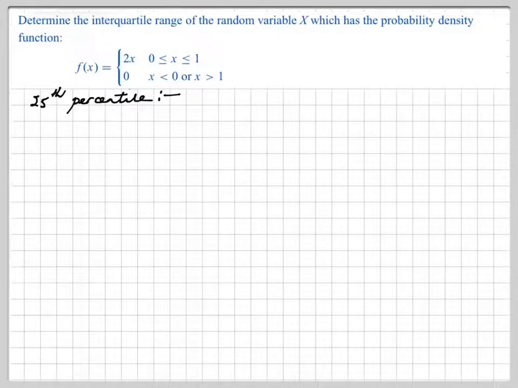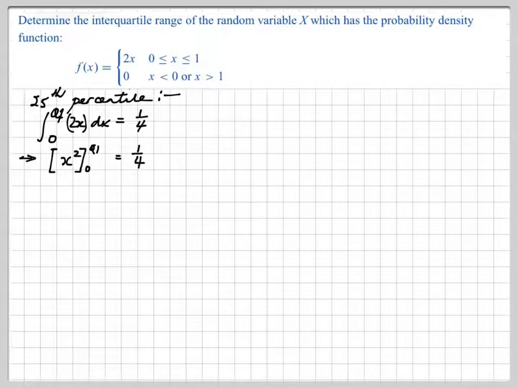The 25th percentile means that value of x such that everything up to and including that value of x covers a cumulative probability of 0.25. I've called the upper terminal in that integral Q1, capital Q1. That's what they traditionally call the first quartile. So the integral from 0 to Q1 of the function 2x with respect to x equals 1/4. We solve it for Q1, which you can do just as easily on the calculator, which I showed you in the last video, as you can do manually here.